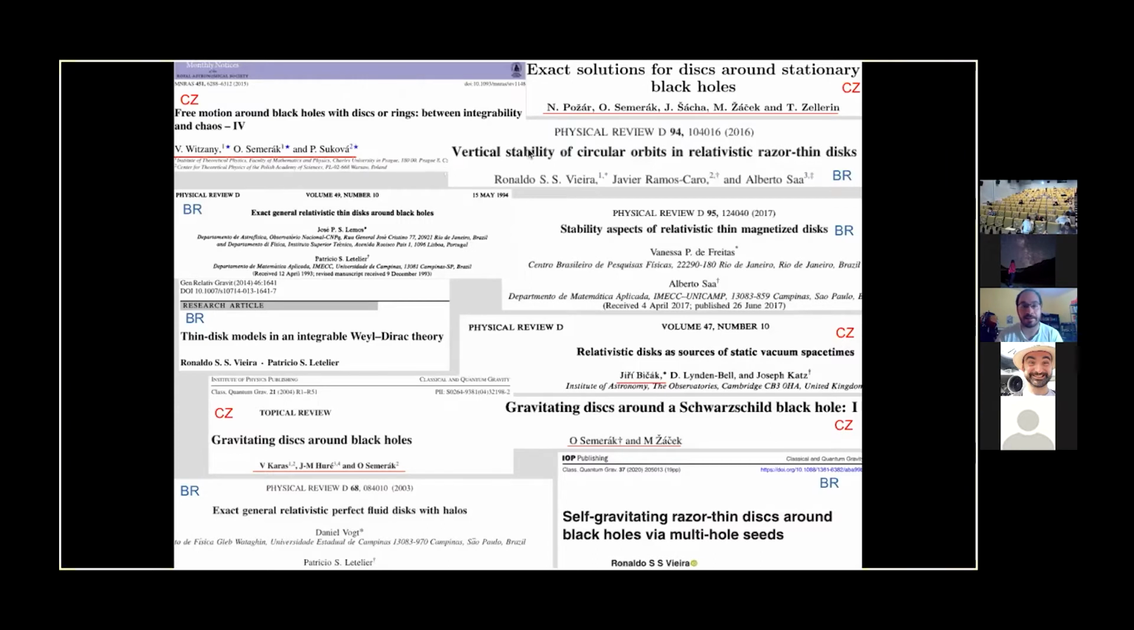Here I show some biased examples of what has been done in the literature. And I think this is interesting because here we have some papers from the Brazil group, but the thing didn't start in Brazil, right? There's a seminal paper by Jiří Bičak and collaborators on this kind of system. And many other people in Czech Republic work with this kind of system, razor thin disks around black holes.